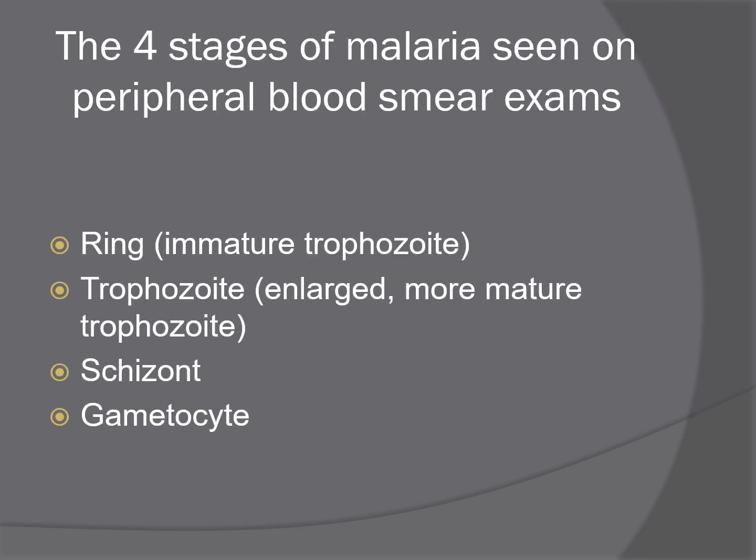There are 4 stages of malaria seen on peripheral smear exams. What you're likely to see most is the ring form, also known as the immature trophozoite. Then we have the trophozoite form, which is enlarged and more mature. We've got the schizont and the gametocyte. Take a look at the handout that I gave you in your packet so you can see the chromatin dot and the ring forms, the troph forms, the schizont forms, and the gametocyte forms.